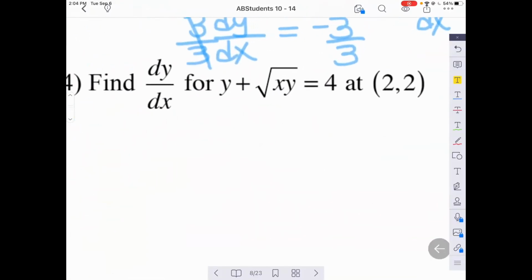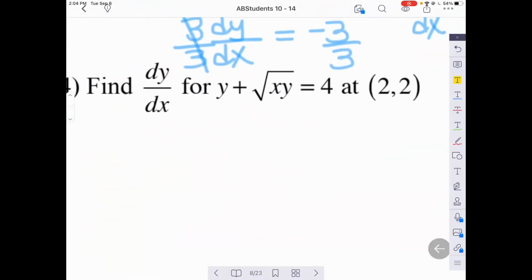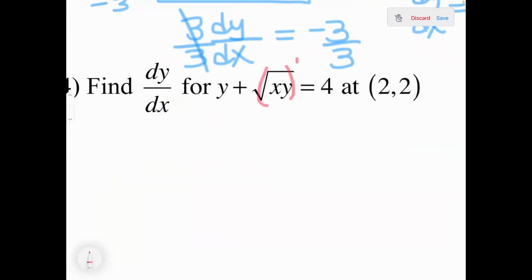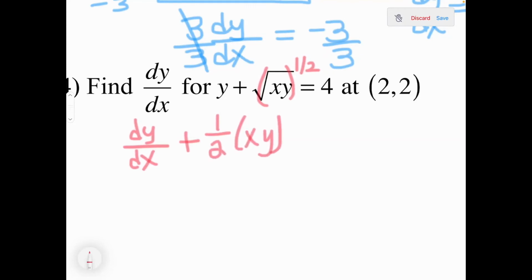All right, number 4, we've got y plus square root of xy, which is xy to the 1/2 power. We're going to be using some chain rule for that. So let's jump into this implicit differentiation. The derivative of y is just 1 dy dx, plus we have to use chain rule here. The derivative of something to the 1/2 is 1/2 times that something raised to the -1/2, but then we have to multiply all that by the derivative of that something.